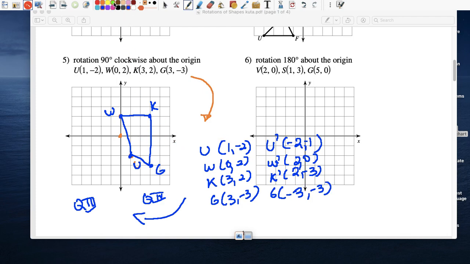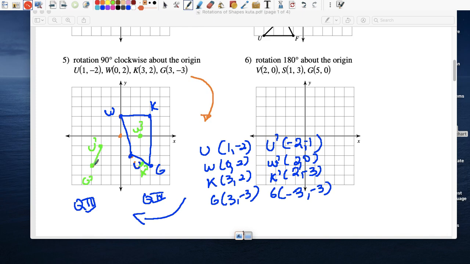So let's plot these. -2, -1. So this is point U. Point W is over here, 2 and 0. Right, W prime, U prime. Point K is 2 and -3. K prime, sorry. And point G is -3 and 3. 1, 2, 3. Okay, and that's called G prime.